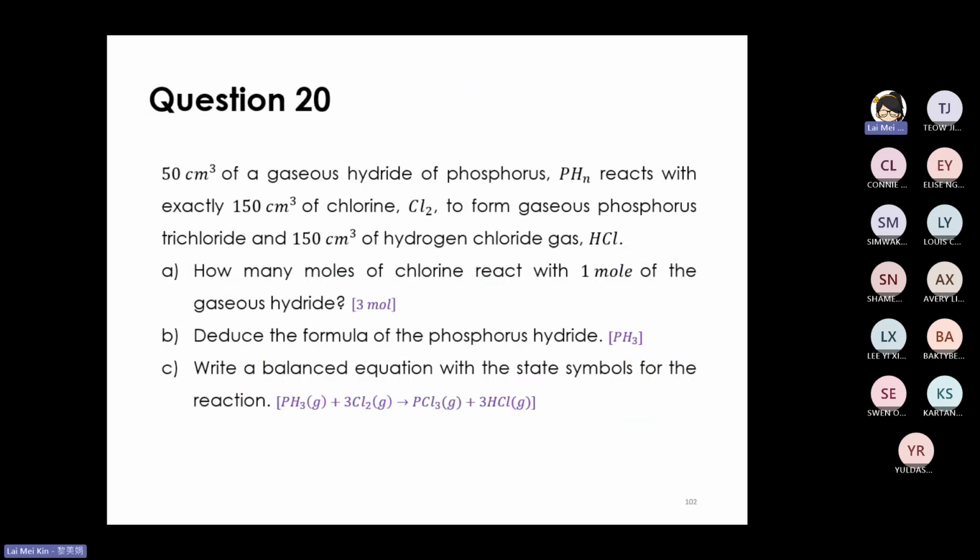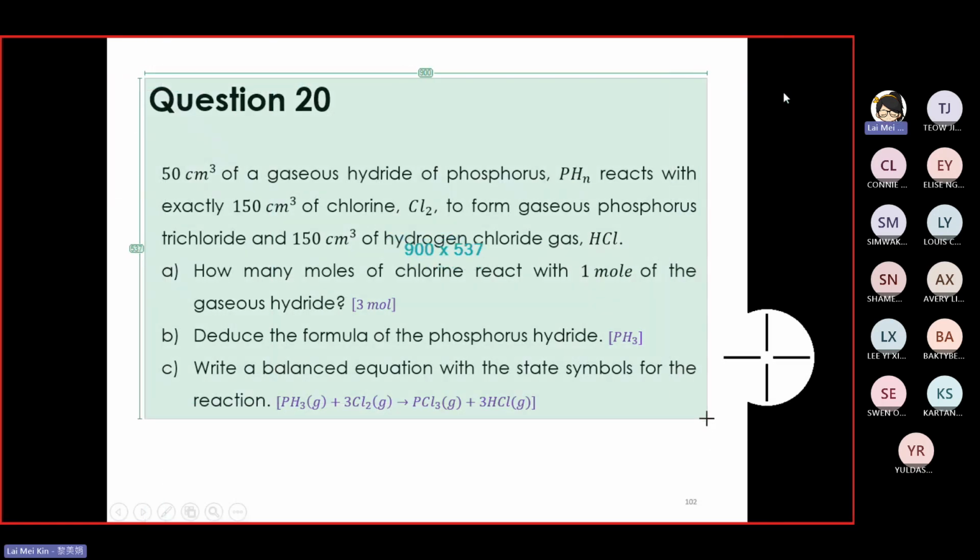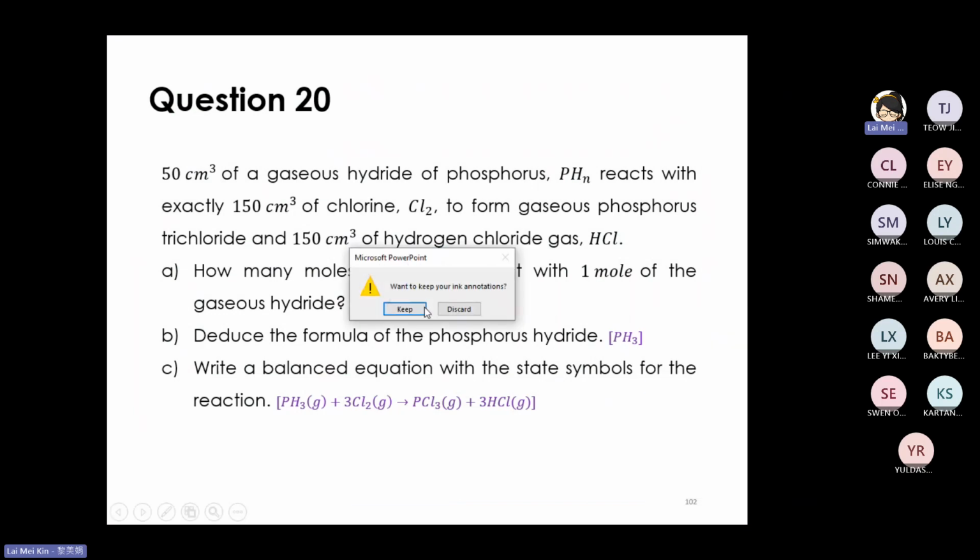The last one is this one, question 20. Can you guys try? I'll give you maybe 1 minute to try, then we discuss this. Just try whichever you can, until whichever stage.